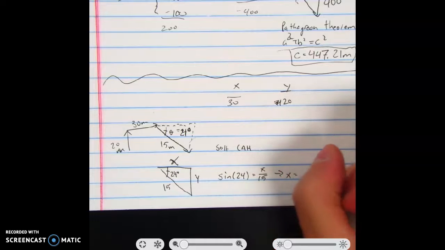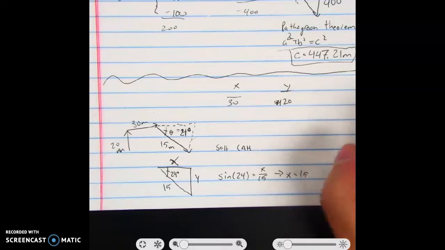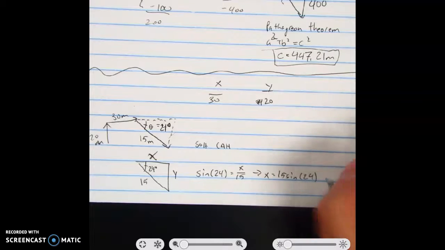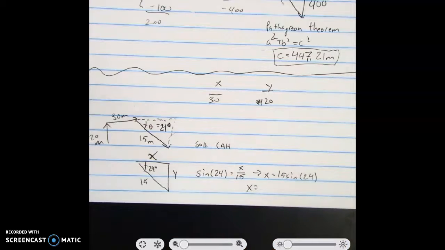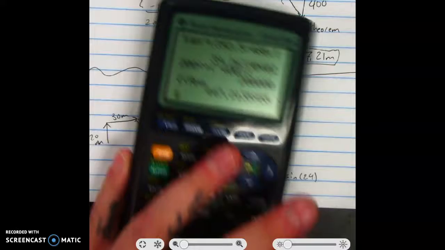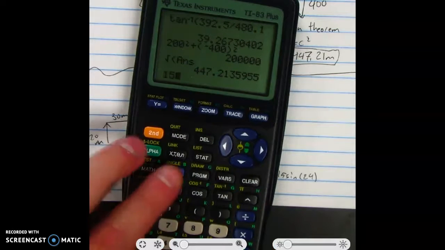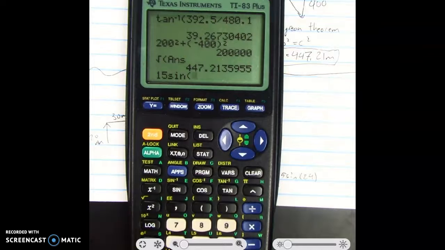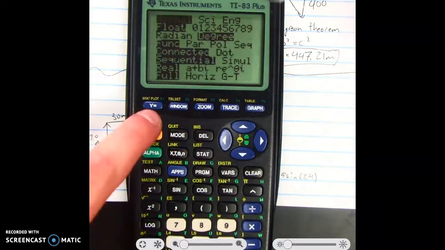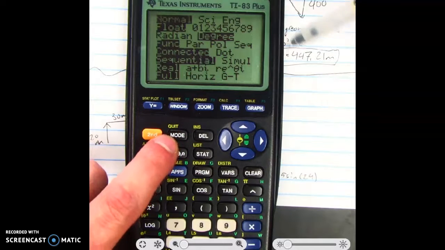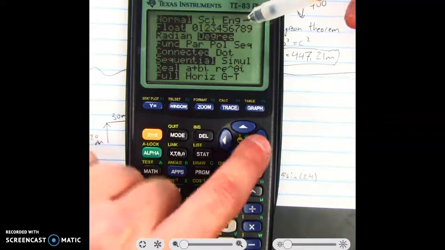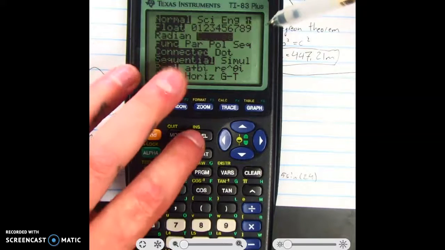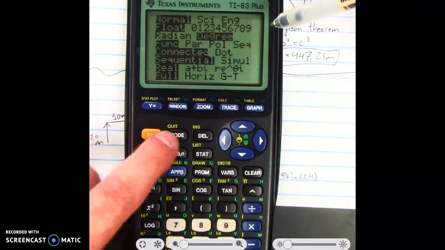So x is equal to 15 sine 24. You type that directly into the calculator how it is. So let me put the calculator on here. So I have 15 sine. Now a real quick thing, make sure you're in degree mode. So I hit this little mode button right here. Make sure it says degree. See how degree is highlighted. I'll even hit enter on it. Second delete for quit, or second mode to quit out.